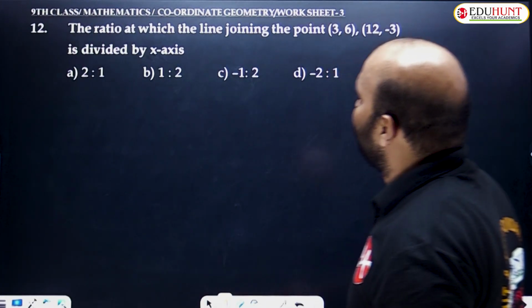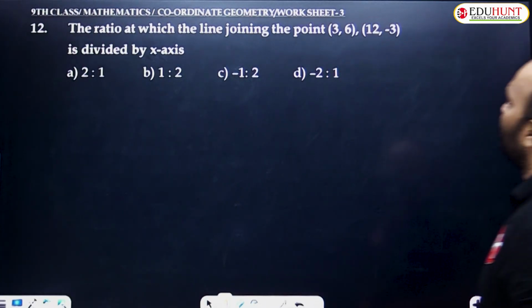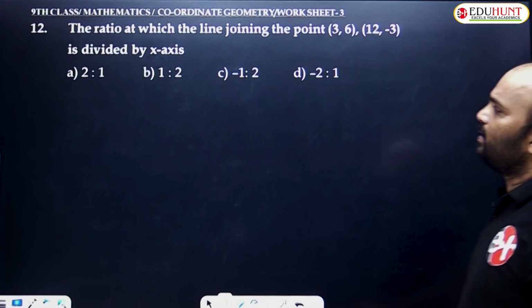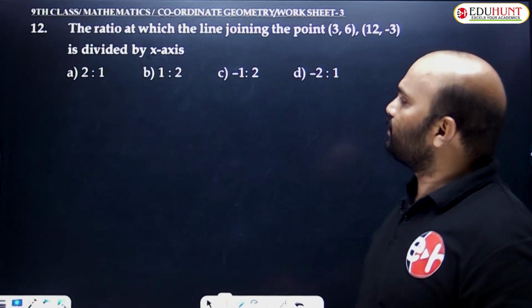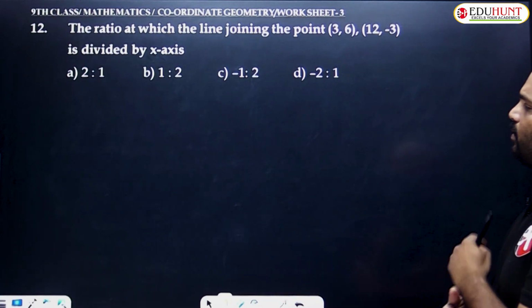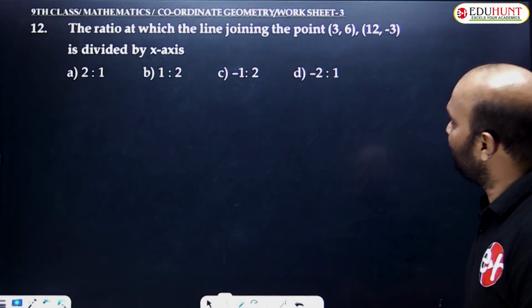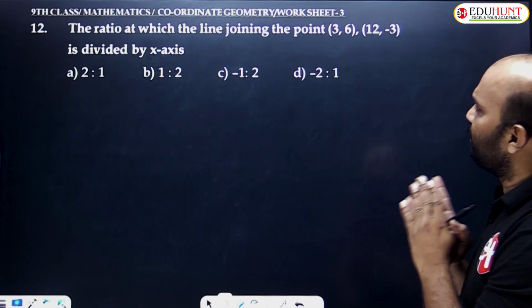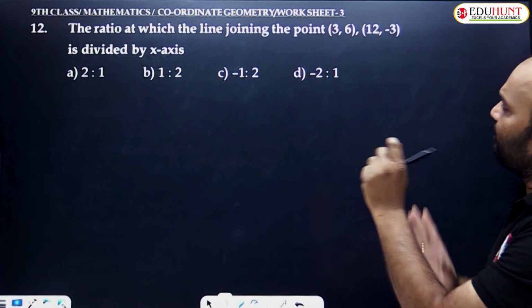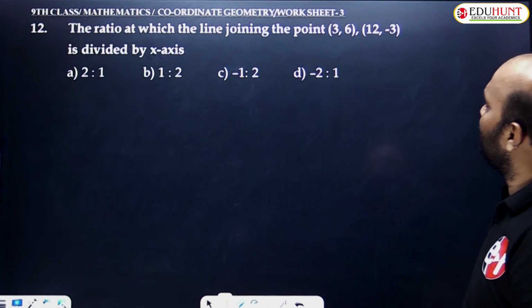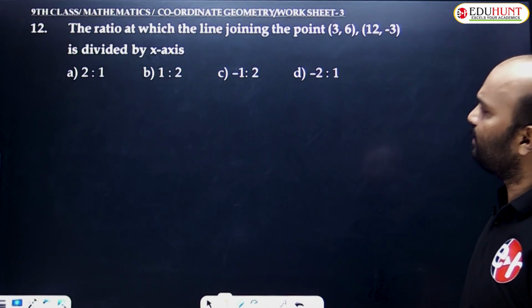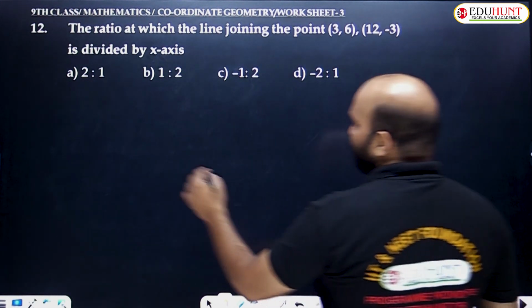The ratio at which the line joining the points (3, 6) and (12, -3) is divided by the x-axis is: option A 2:1, option B 1:2, option C -1:2, option D -2:1. So clearly we need to understand. Here, the ratio at which the line joining points (3, 6) and (12, -3) is divided by the x-axis. So clearly we need to verify it.